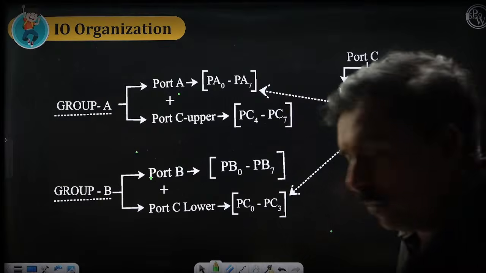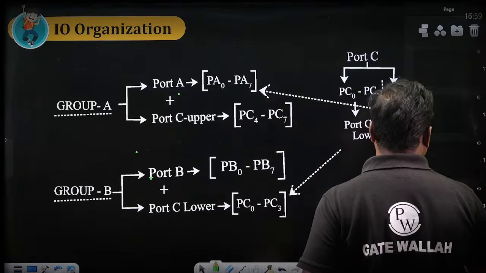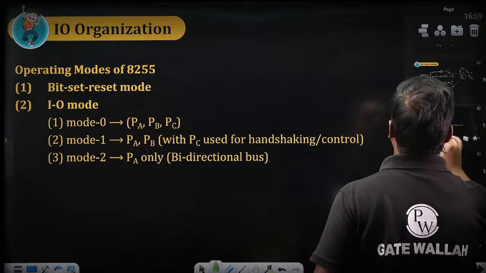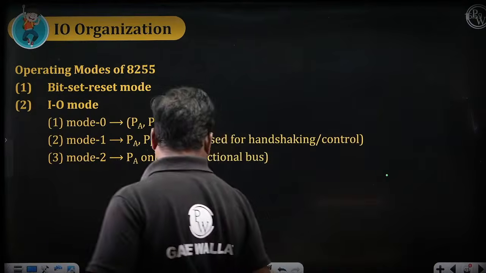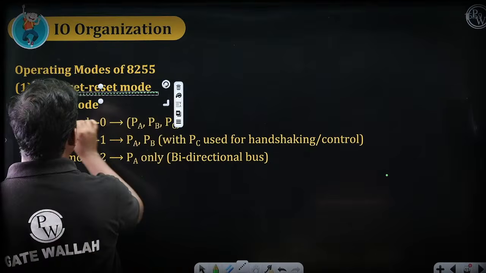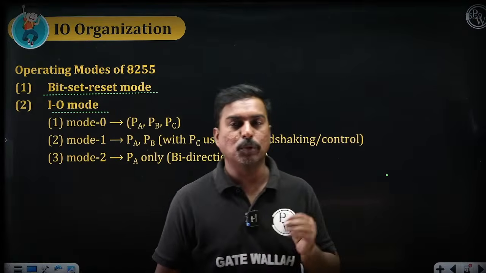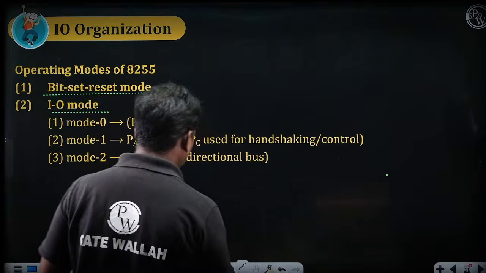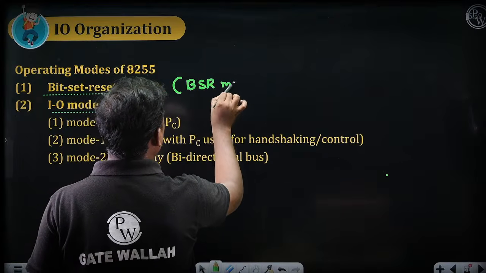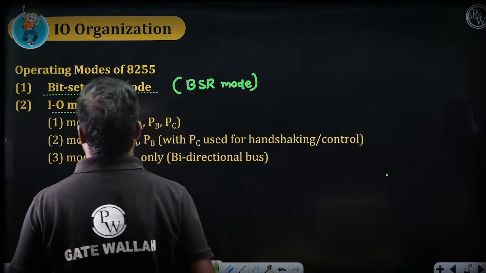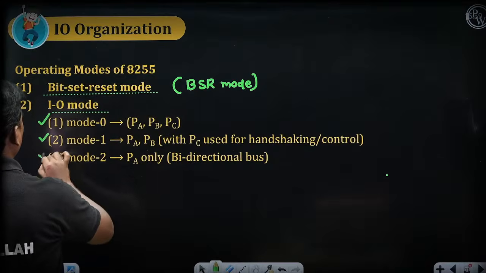Okay. Now the working modes of the 8255. 8255 works in two modes. One is the bit set reset mode, the other one is the IO mode. So the 8255 chip works in two modes. One is the BSR mode. This bit set reset mode can be called BSR mode. Okay, this is IO mode. So the modes are mode 0, mode 1, mode 2.